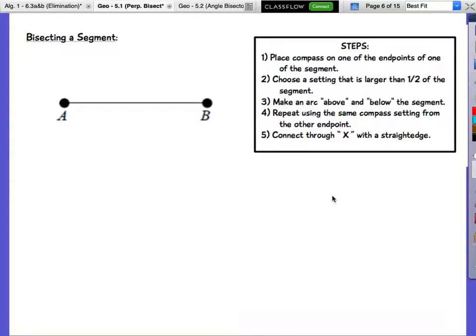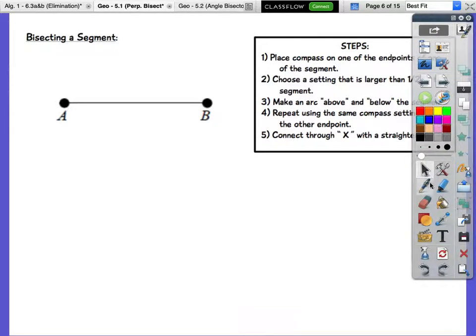Then, choose a setting that is larger than half of the segment. So half the segment would be around here. You want it larger than that. I have a hole here on mine, and a hole here on mine. Those might be good options. You want to go somewhere between half and whole. You don't want to go further than the whole. You don't want to go too close to the hole like over here. So I recommend doing somewhere around 3/4. If you do somewhere around 3/4, you'll be okay. So go ahead and widen or narrow your compass and the pencil to do that.